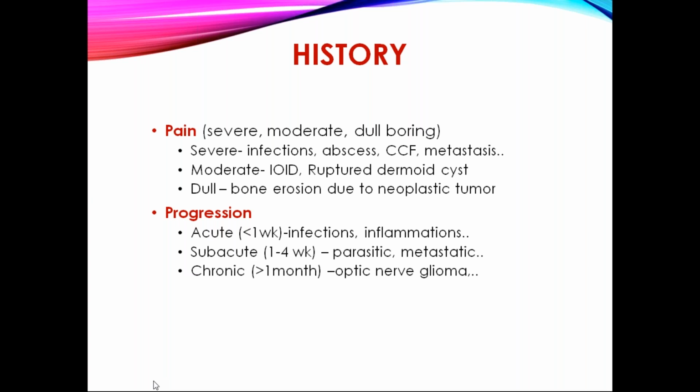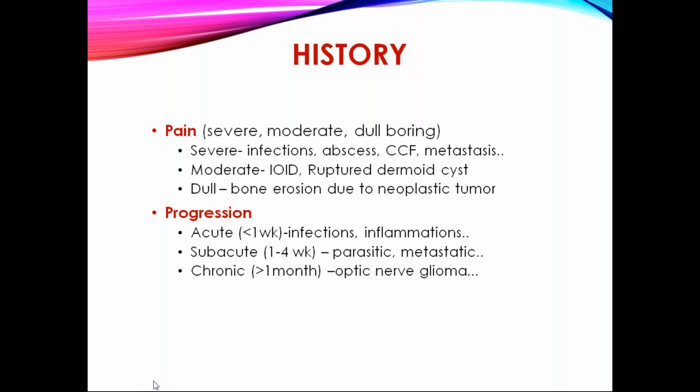Next most important aspect is progression. How is the progression of the proptosis? Is it acute, subacute, or chronic? If it is acute, it means the proptosis has developed within the first 1 week. Within 7 days, if the proptosis has developed and there has not been any proptosis before, then you suspect infections or inflammations. If the duration is 1 to 4 weeks, then you have to suspect parasitic infestations or metastatic diseases. These are all just few examples for us to formulate a differential diagnosis.